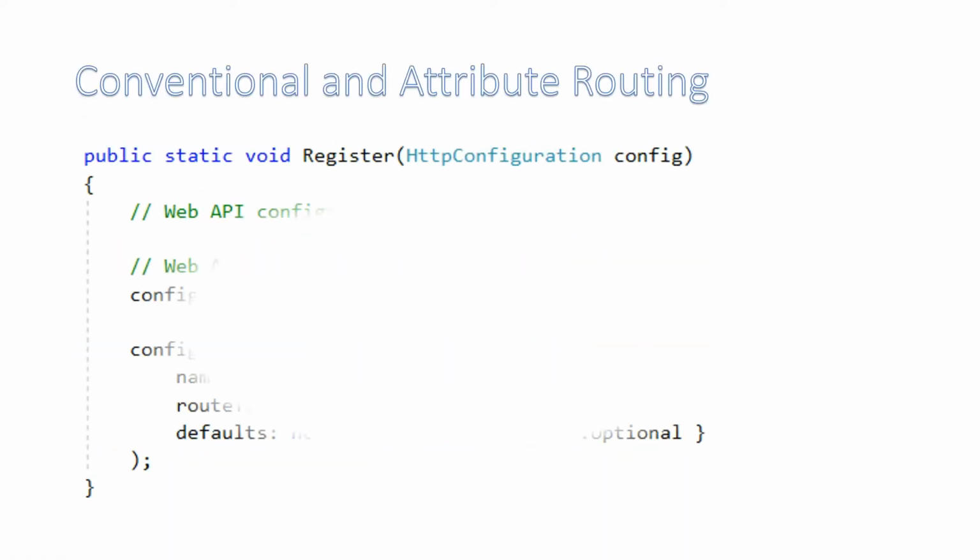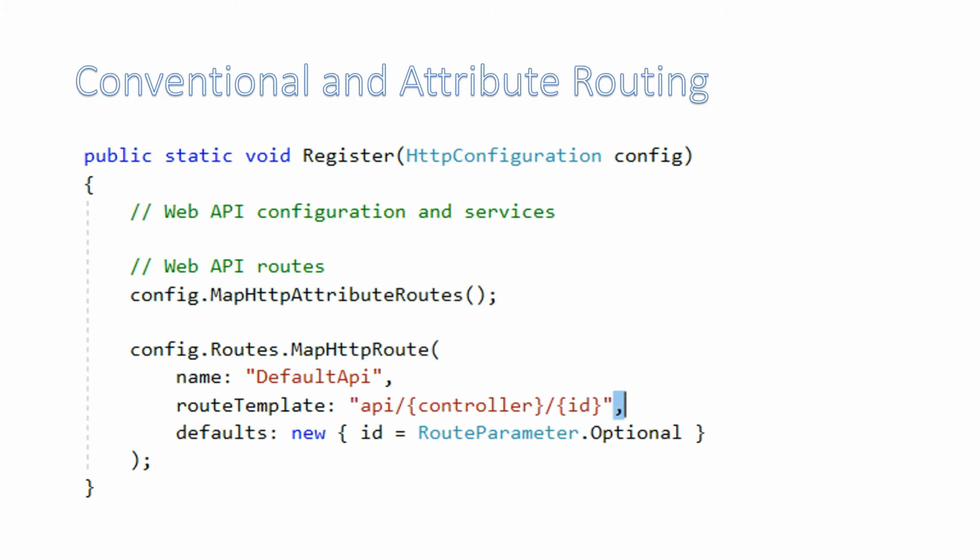If you see, the Register method of WebApiConfig.cs contains the configuration for the routing. This single line will enable attribute routing. We'll see that attribute routing in a moment. And this one is the conventional based routing. So this portion here will support conventional based routing, right?